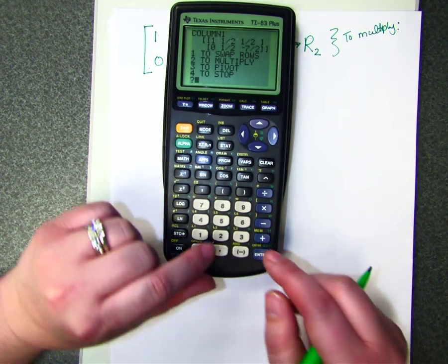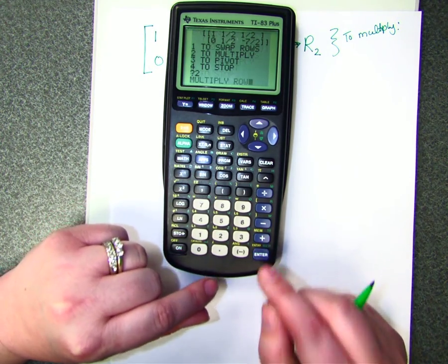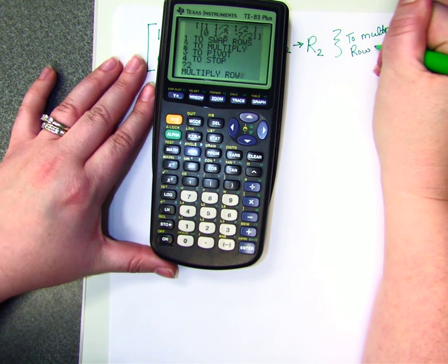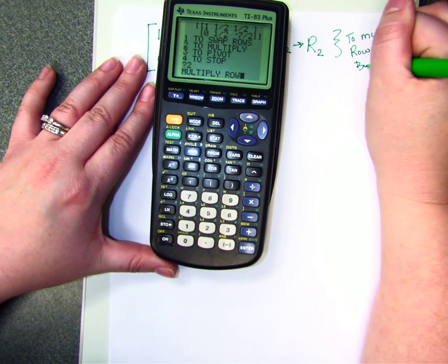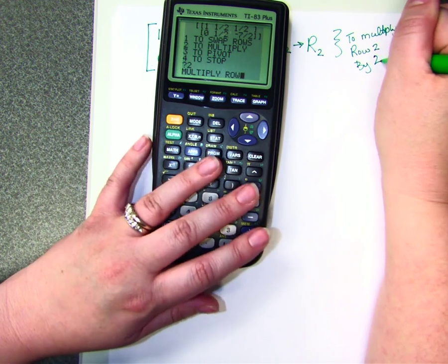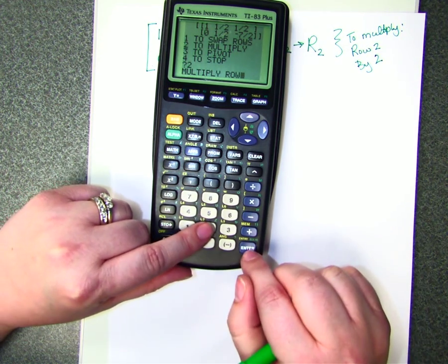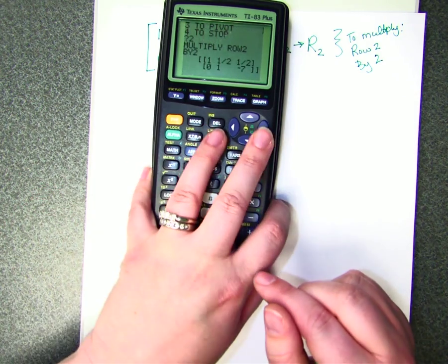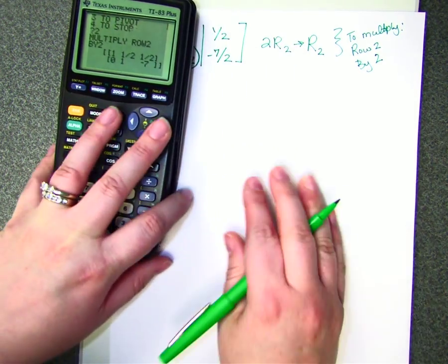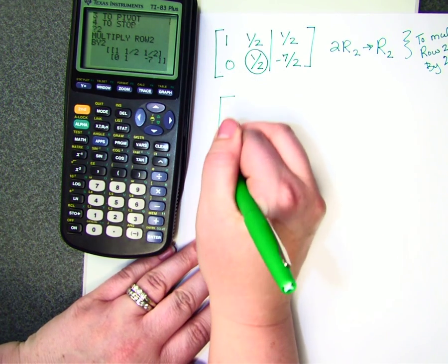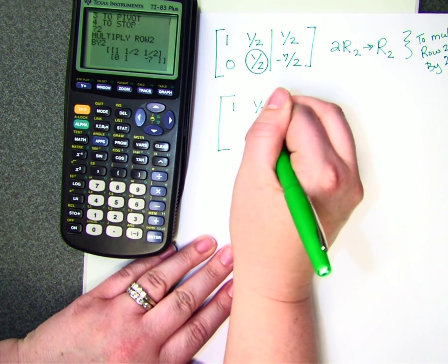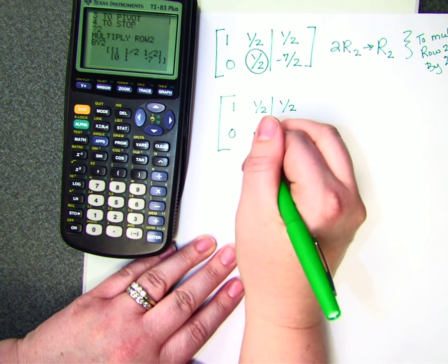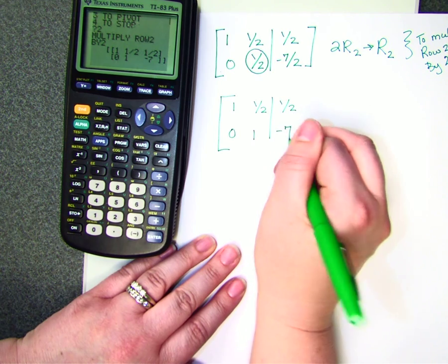So hit enter. We're going to do option number 2 to multiply. We'll be multiplying row 2 by 2. So multiply which row? Hit 2 and enter. By what number? 2 and enter. And our new matrix looks like 1, 1/2, and 1/2. And then our second row looks like 0, 1, and -7.